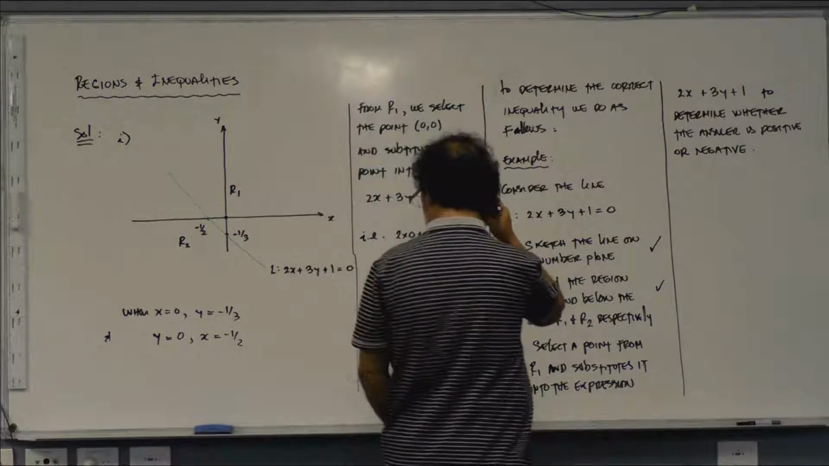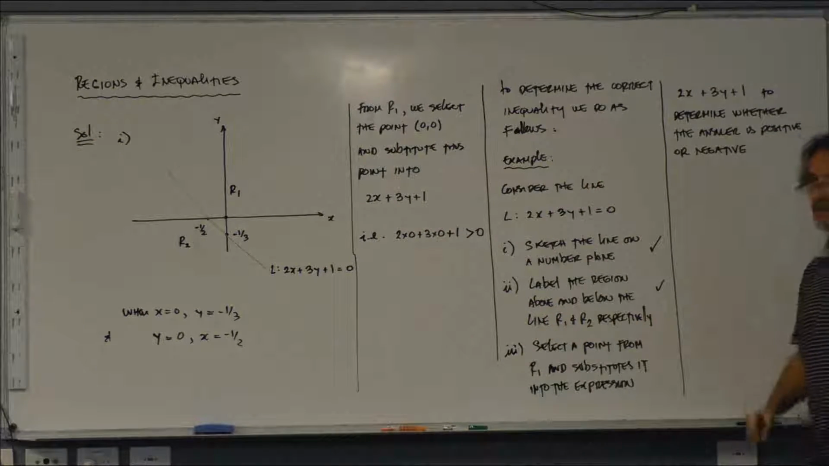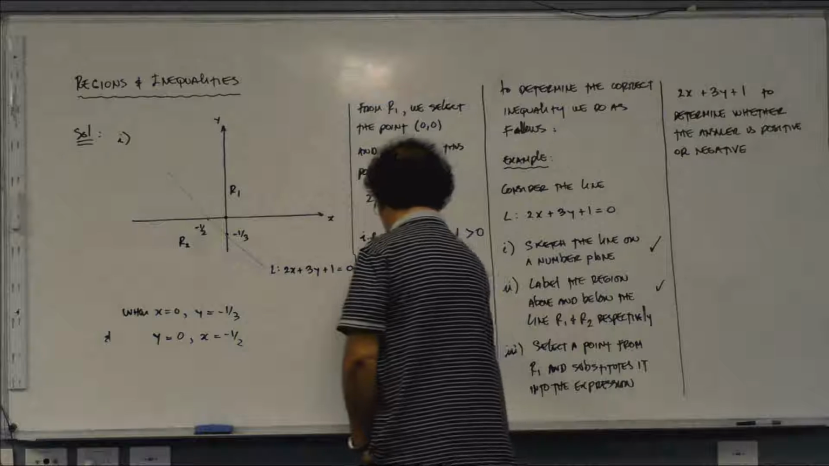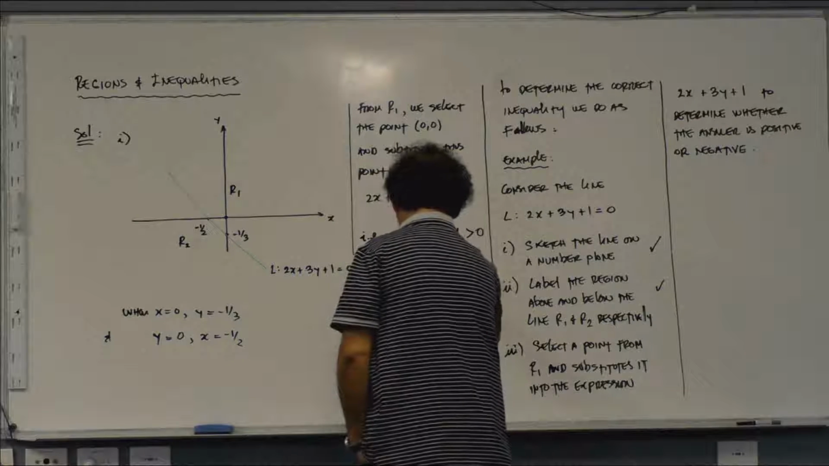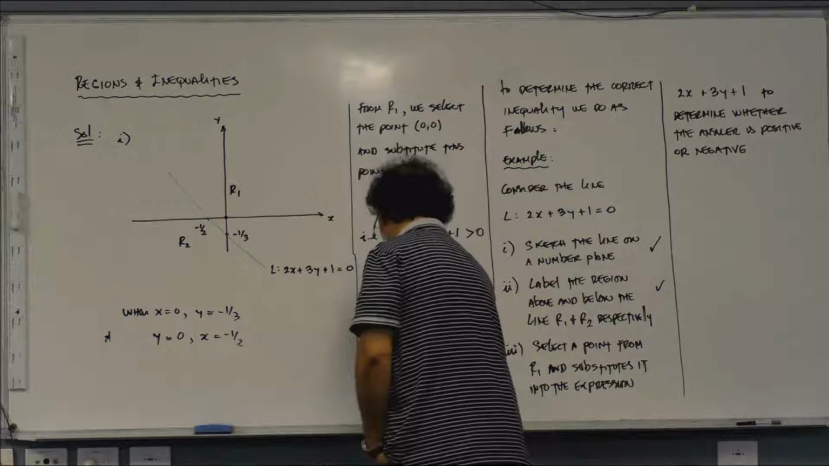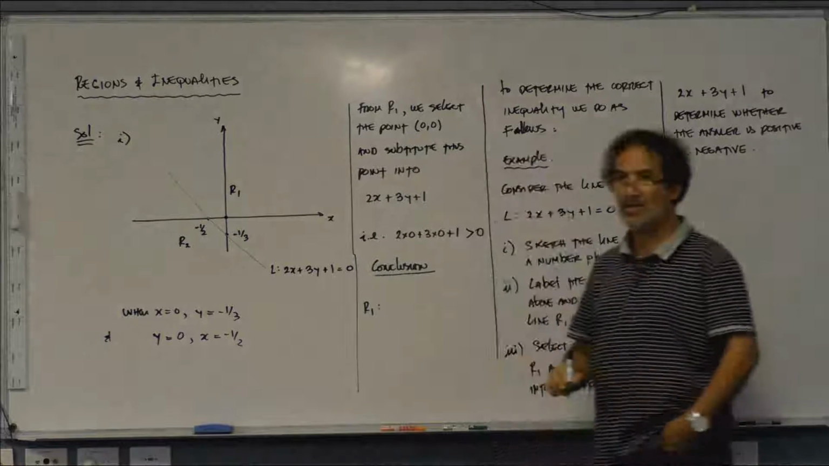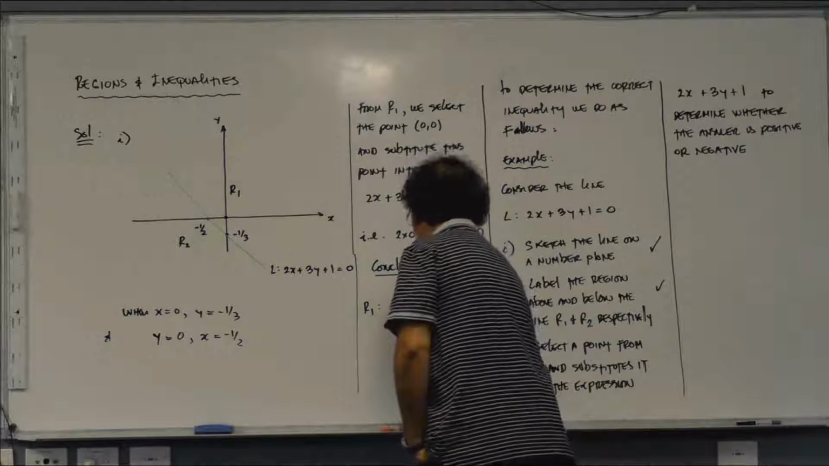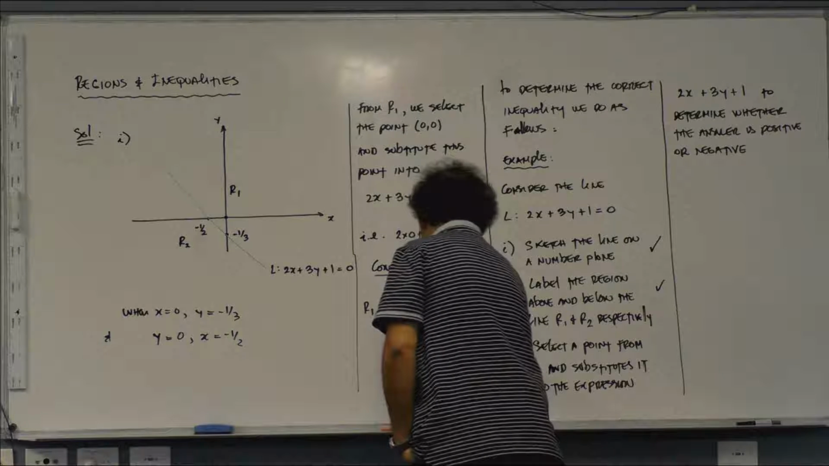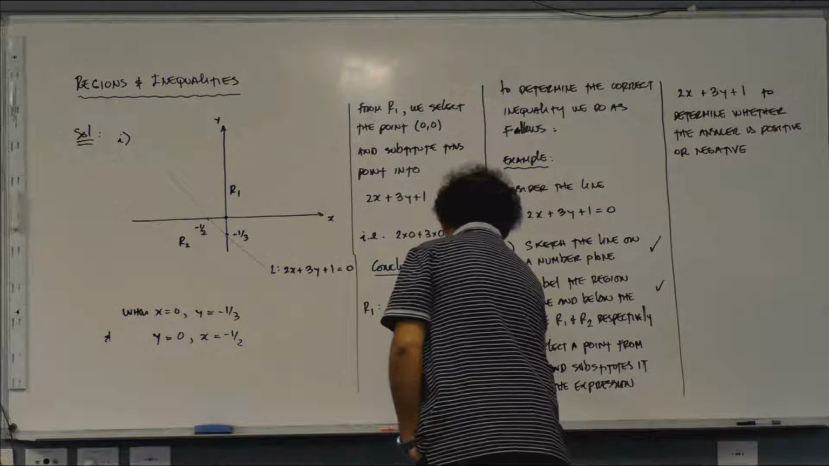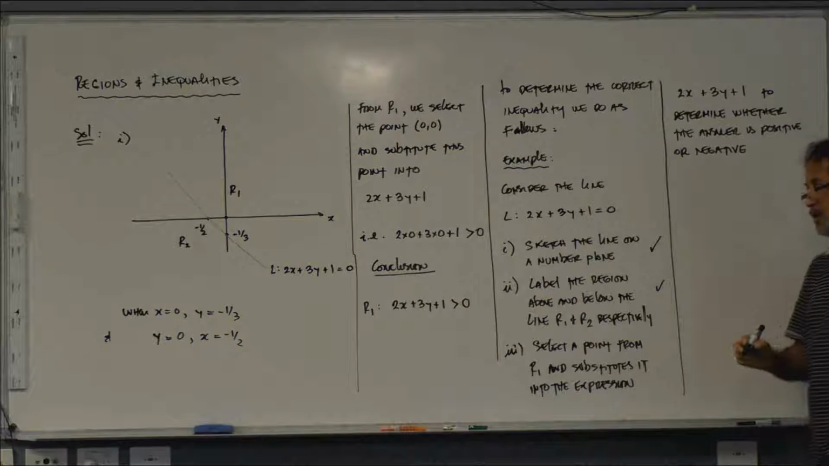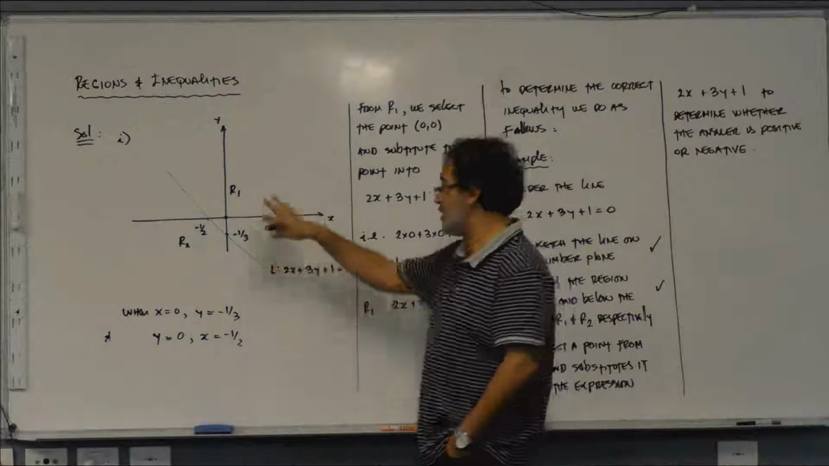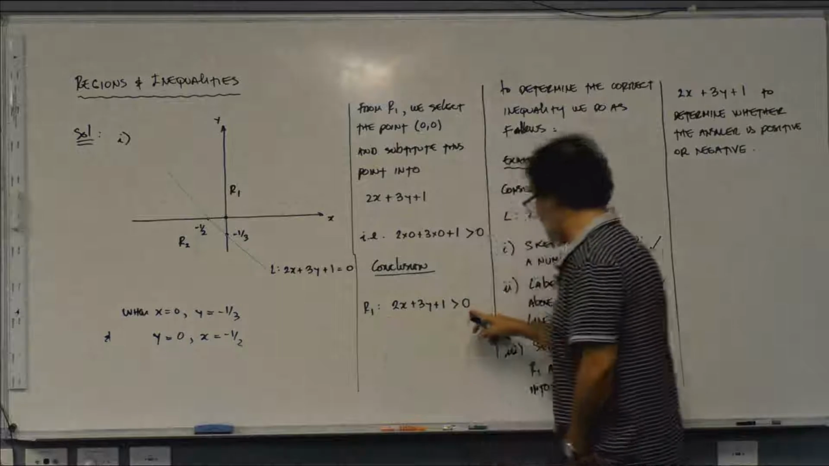All right? Conclusion. R1, that region, is the set of all points that satisfy 2x plus 3y plus 1 greater than 0. So if you select any other point from R1, you're going to see that that point will satisfy this inequality.